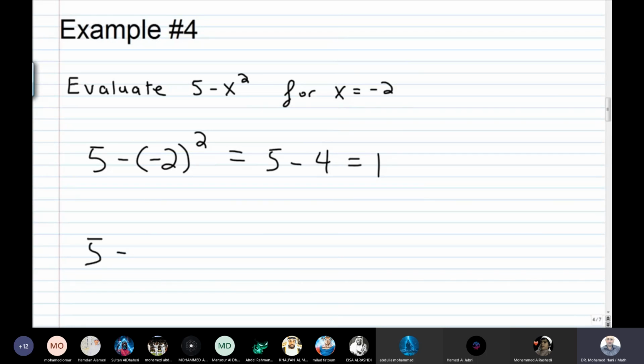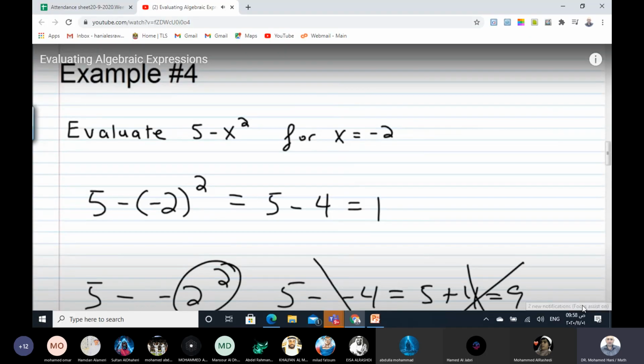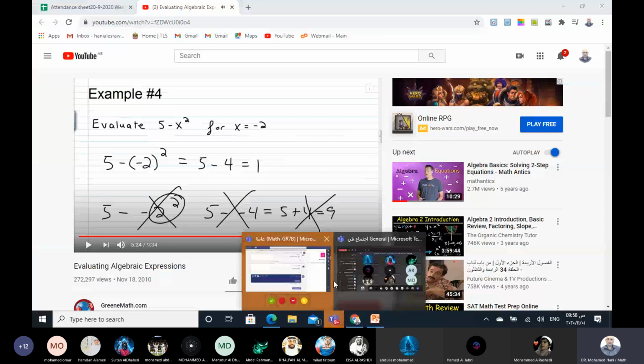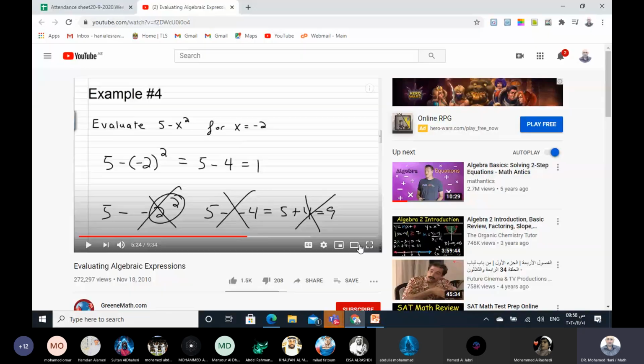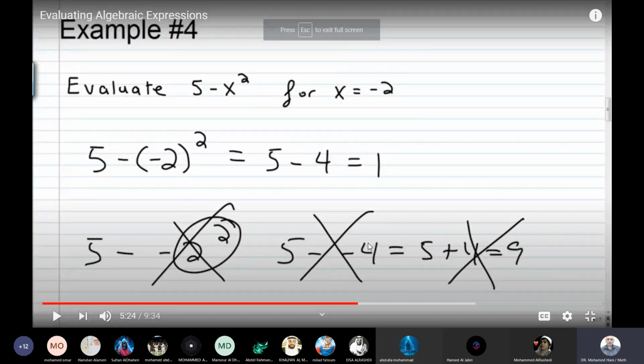If you didn't put negative 2 inside of parentheses, you'd end up with 5 minus negative 2 squared. And because of the order of operations, this would be 4, so you'd end up with 5 minus basically negative 4, and that would be 5 plus 4, which equals 9. And this is all wrong. You get the wrong answer. Listen here to this example.